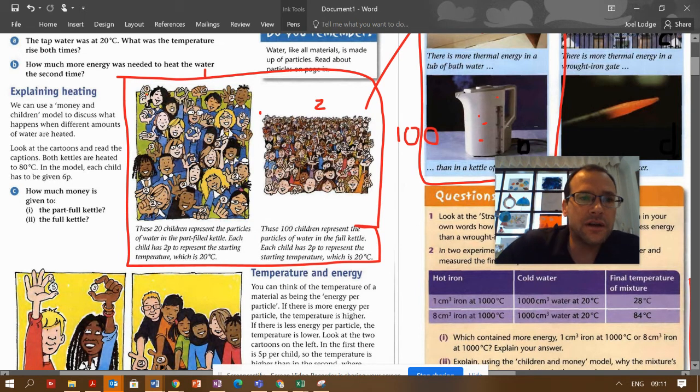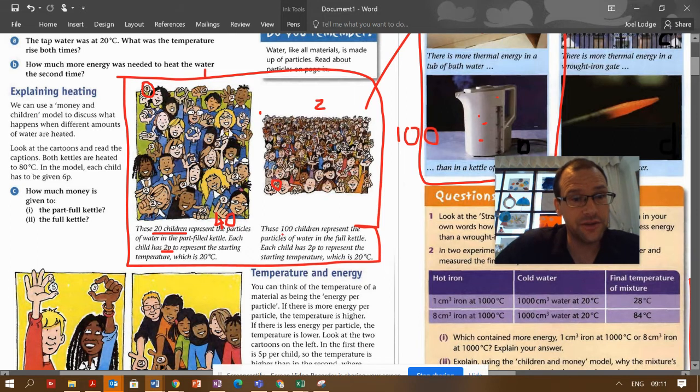Okay. Now, if we look at the money that each child is holding, this is a 2p piece, or let's say 2 baht. Each child in this picture is also holding a 2 baht coin. Now, if there's 20 children in the small beaker of water, or 20 particles in the small beaker, each child has 2p or 2 baht. We can calculate the amount of energy in that small beaker. So 20 children times 2 baht gives us, you got it, 40 baht.